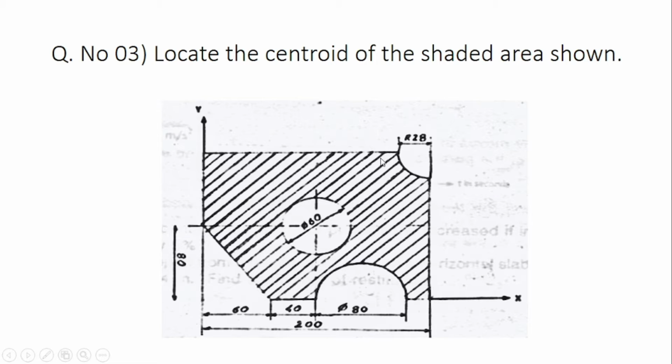First we'll start with the identification of the shapes for this numerical. Before that, we should know that the total length of this figure is 200. The unit is not given, and the half height is given as 80 mm, but this is the center line, so we can assume that the upper length is also 80 mm. So it is 80 plus 80. Triangle base is 60. Semicircle diameter is given as 80. Circle diameter is given as 60 and quarter circle radius is given as 28.